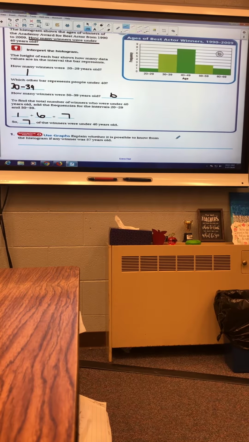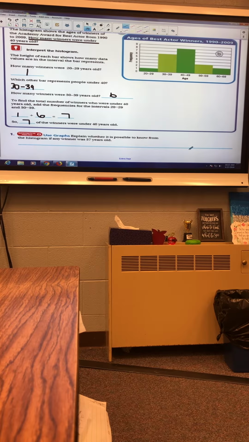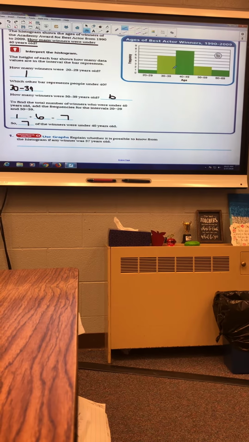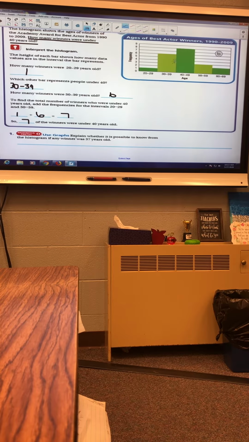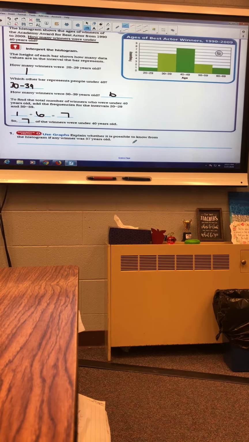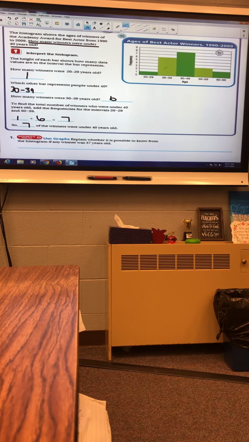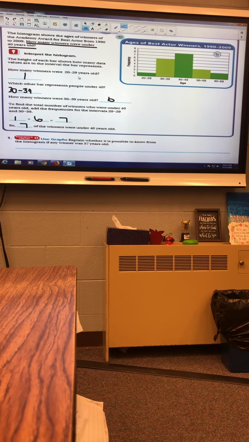Your question says, is it possible to know how many were 37? And the answer is no, because on a histogram, you are in intervals. They all might be 30-year-olds, they all might be 38-year-olds. We just don't know. So with a histogram, it's not possible to pick out one age or one height, because we are in intervals. All right, let's look at the next page.